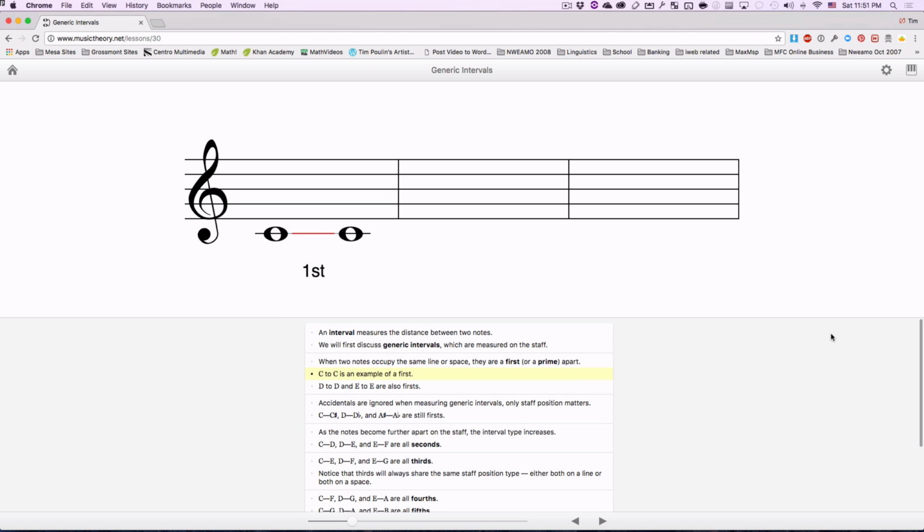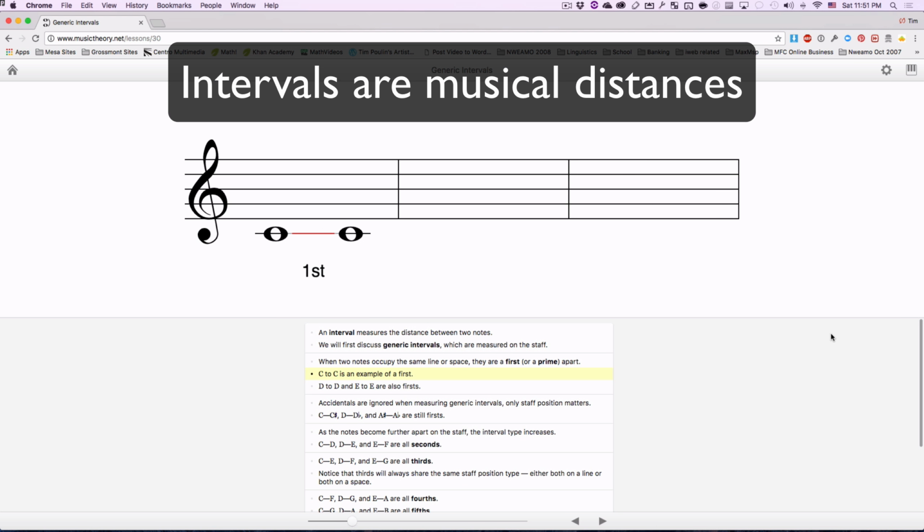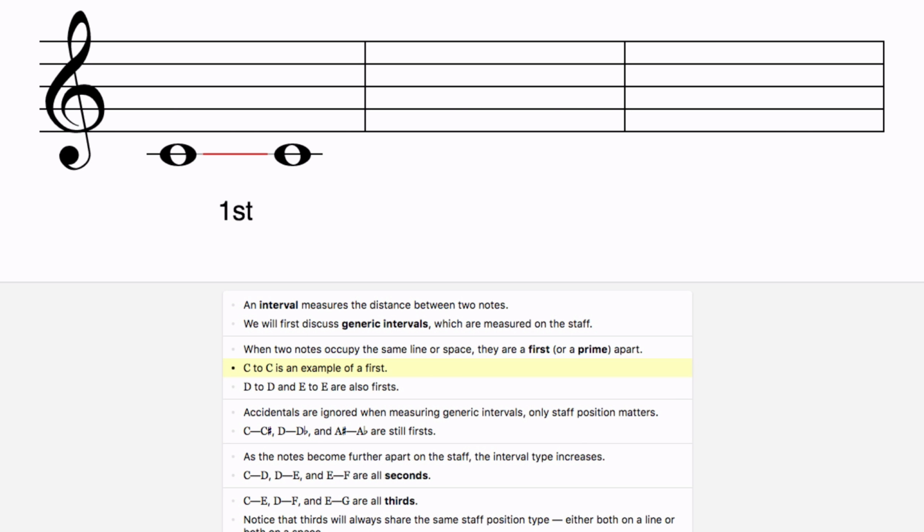Intervals are really important because they help us identify songs and also because we use them in chords and other things, so we have to know what they are to do a lot more advanced things in music. What I'm going to do is show you a lot about intervals using musictheory.net because it has some great visualizations of them. And I'm going to play you some examples as well in Sibelius, a music notation program.